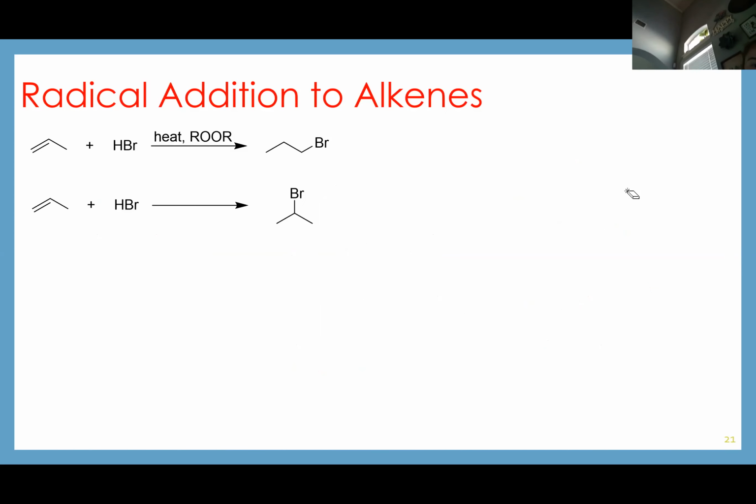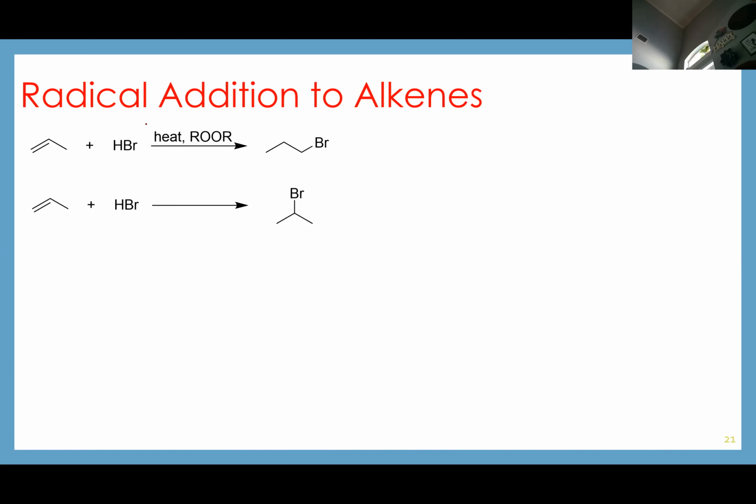So I want to look at the radical addition to alkenes again. This is a little different. Previously, we had alkenes with X2, right? Molecular halogens. And we added in heat or light, and we maintained our double bond. Nothing happened to it. This is a little different.